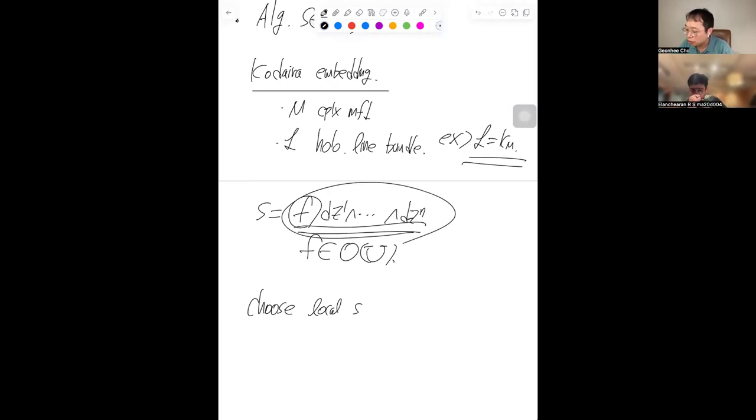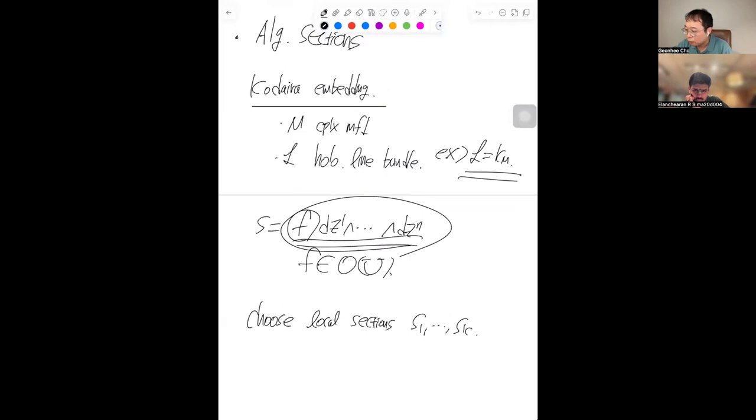So choose local sections, say s_1 to s_k. According to the rigorous definition of a section, we have a map from L to M, and this map itself is holomorphic because L is also another complex manifold. So for each section, all we have is that the composition is the identity. This is just the definition of the section, rigorously speaking.